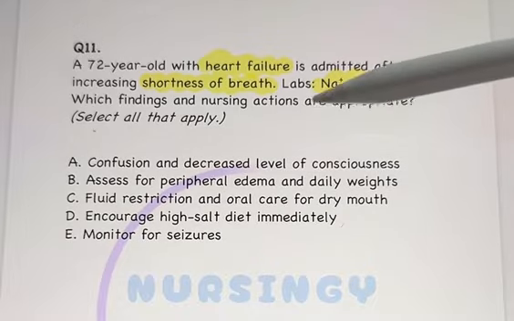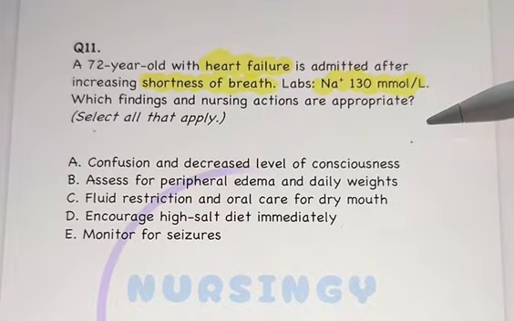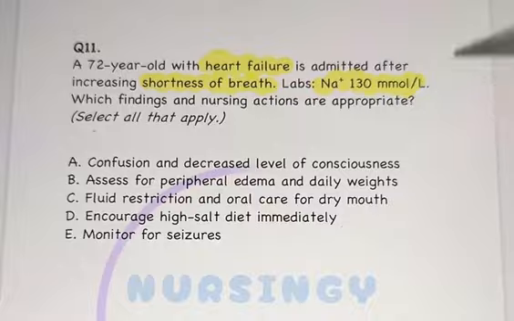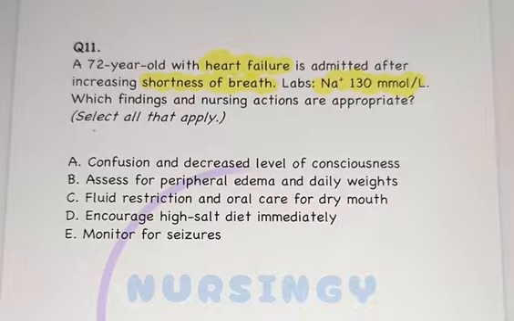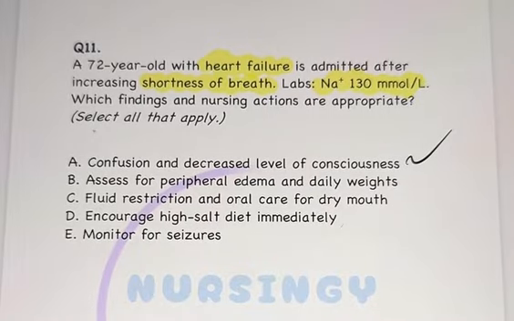Confusion and decreased level of consciousness, is it correct? Same rationale we did in hyponatremia before, because we are having hyponatremia here. There will be too much fluid going into the brain, and then it will cause cerebral edema, and then it will affect the neurological function. So we will see confusion, we will see decreased level of consciousness.